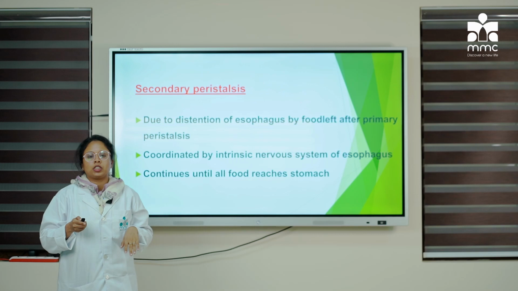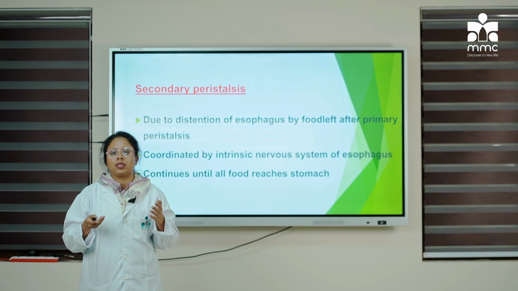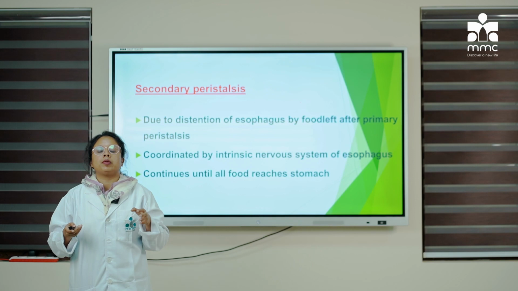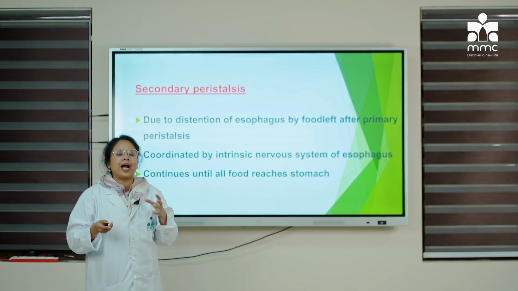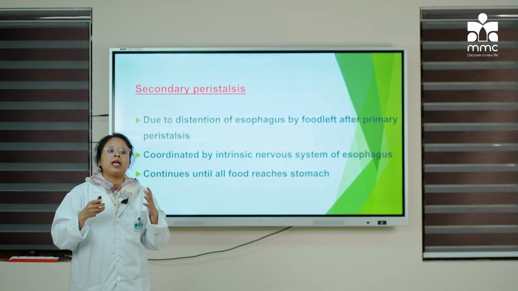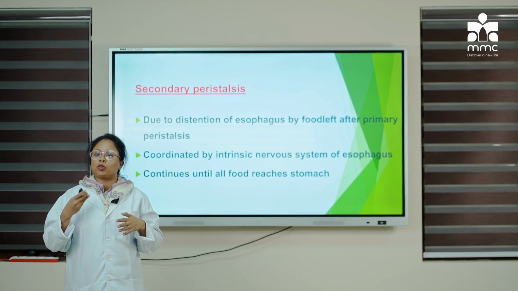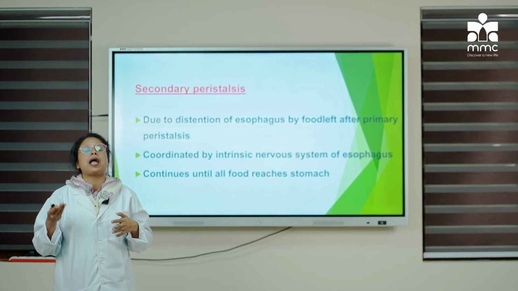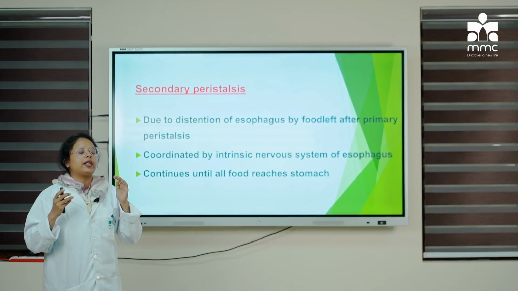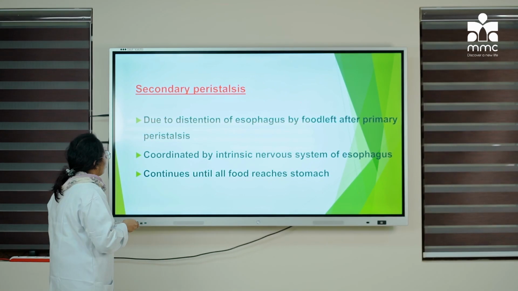So what is secondary peristalsis? After the primary peristalsis, whatever food is left behind in the esophagus is cleared by the secondary peristalsis. Secondary peristalsis occurs due to the distension of the esophagus by the food that is left behind. Then this will activate our intrinsic nervous system. The intrinsic nervous system of the GI tract, as you all know, is named the enteric nervous system, and it is involved in the secondary peristalsis. This secondary peristalsis continues until all the food reaches the stomach.